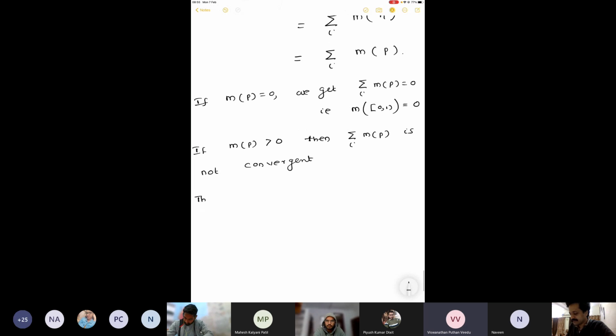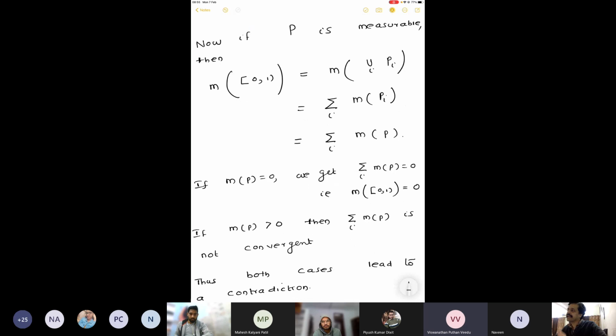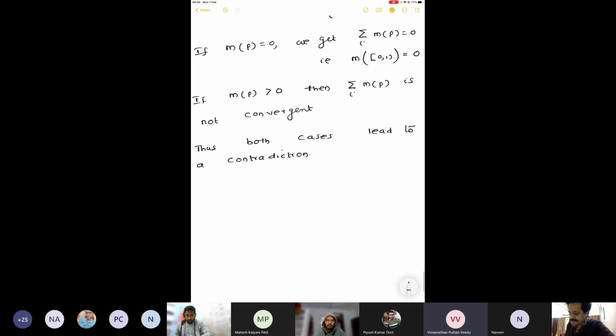So in both cases, you get a contradiction. Thus, both cases lead to a contradiction. What does it mean? Our assumption is wrong. Why contradiction is clear, right? Because left hand side is a finite number 1, whereas right hand side is either 0 or it is not finite at all. Therefore, P is non-measurable. So you got a non-measurable set.